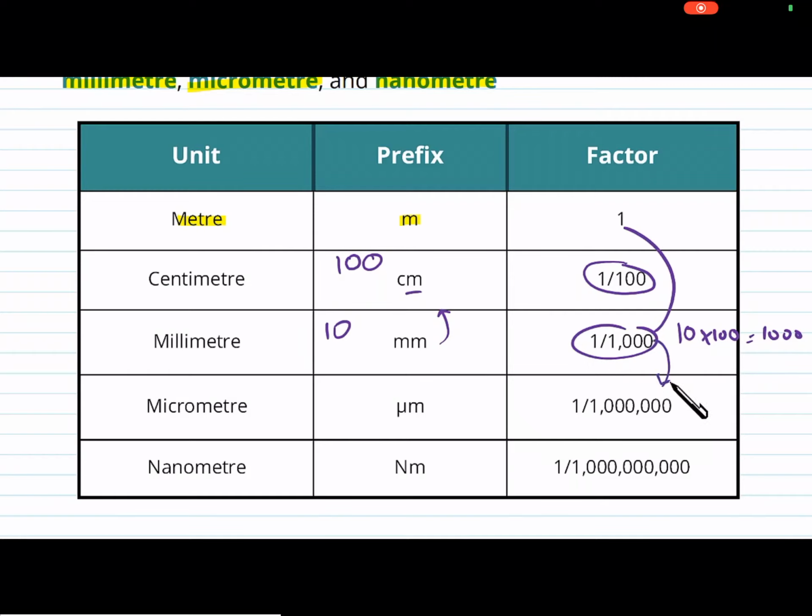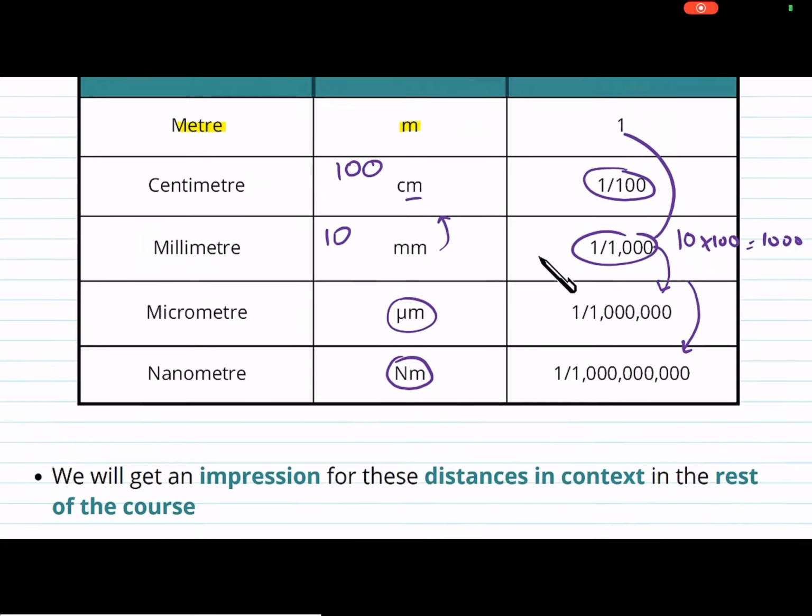And then every time you go down a scale, the fraction obviously gets smaller because they're tinier units. A millimetre has 1,000 micrometers, and a micrometer has 1,000 nanometers. So as you can imagine, these are absolutely tiny measurements, but they're always a factor of the previous distance, and you'd never be able to see these with the naked eye.